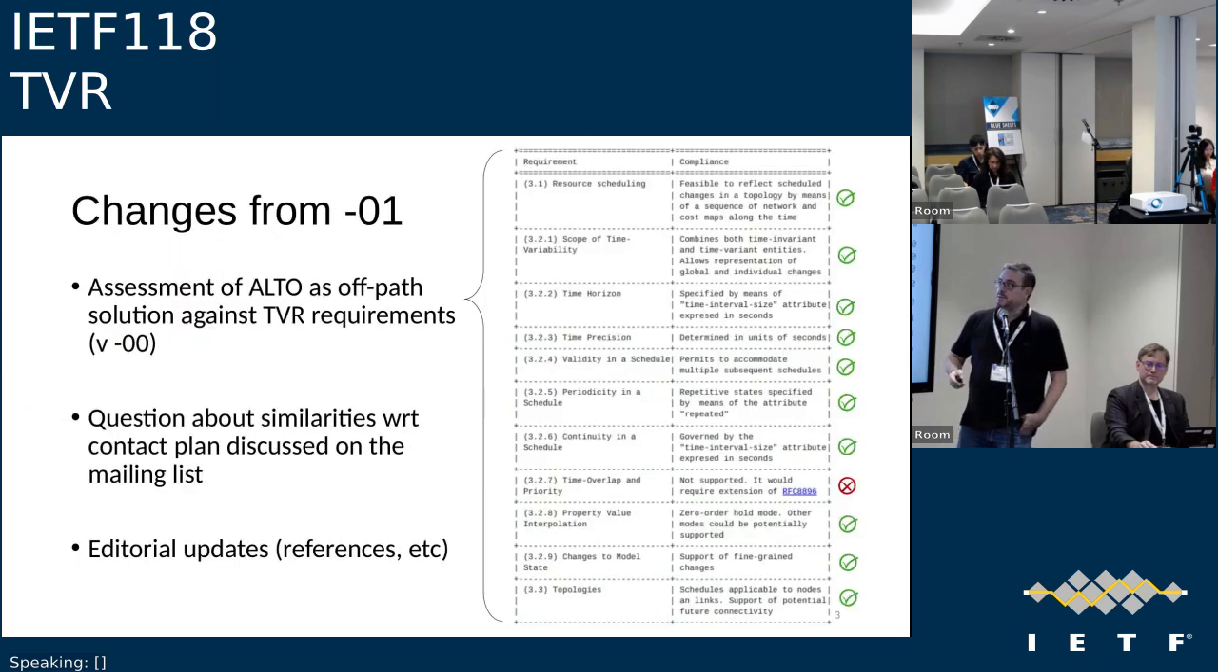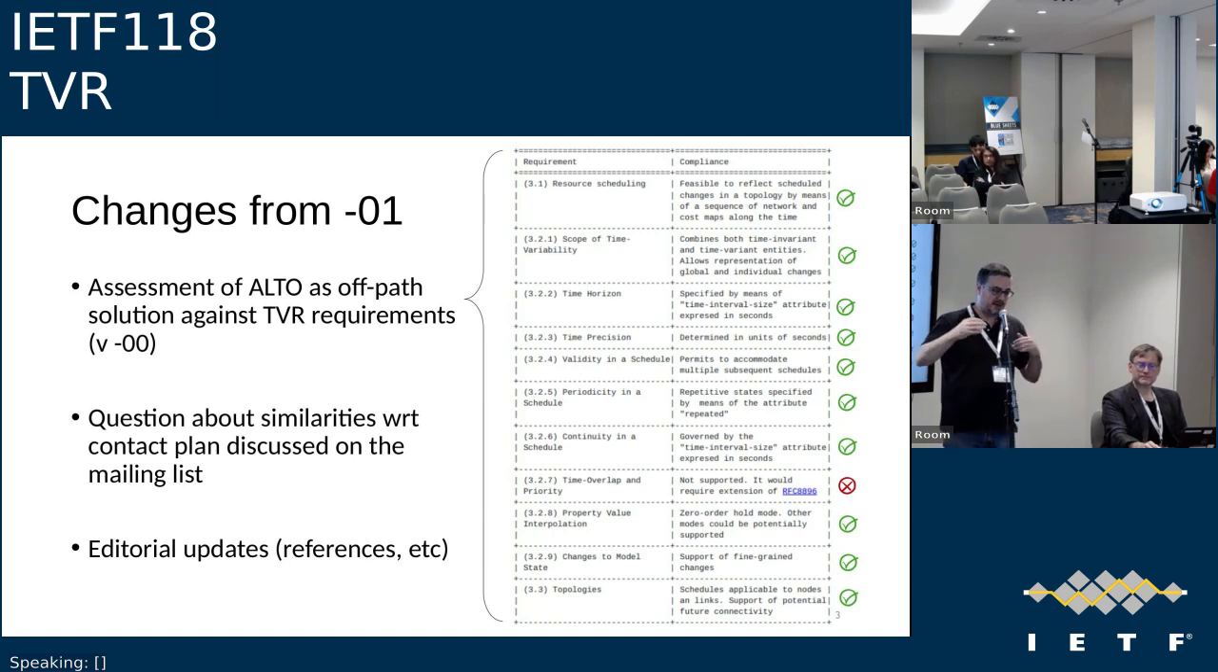The changes from version 0.1: we have done an assessment of ALTO's cost calendar functionality against the TVR requirements for version 0.0. So we are just one step behind the evolution of the TVR requirements document. You can see in the table a summary of the check. One requirement is not covered, the time overlap and priority. This would probably imply some extension in ALTO. But for the other requirements, the compliance is full or even partial, depending on the nature of the requirement.